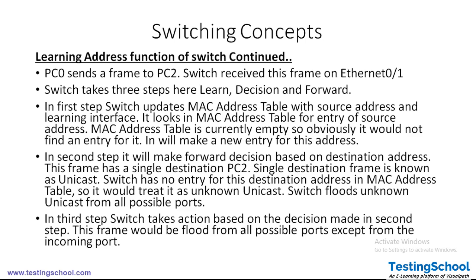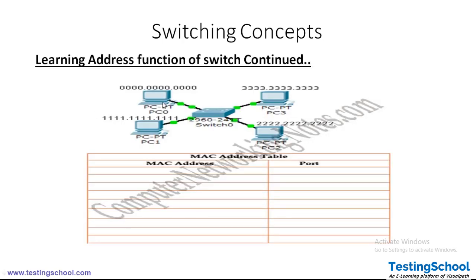What it will try to do is find a match in the MAC table. But in the MAC table, we don't have any entry. We have only one entry, which is for PC0 at port Ethernet 0/1. The switch has no entry for this destination address in the MAC address table, so it will treat this as unknown unicast. The switch floods unknown unicast from all possible ports. So in this case it will flood to all possible ports, which means except the one it has received from.